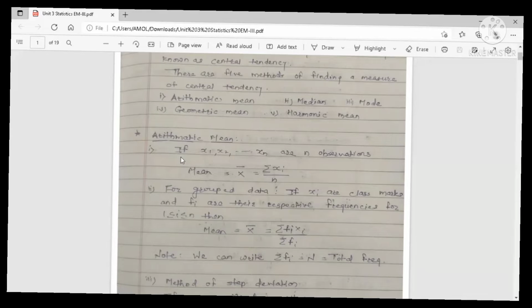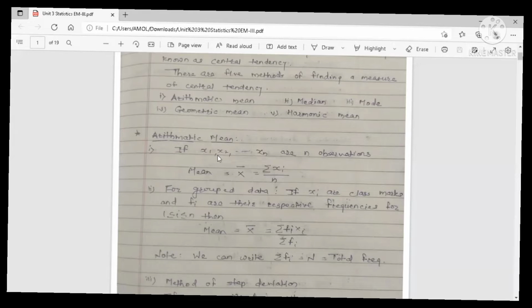See, when the data is in the form of ungrouped data, meaning only the variables or the observations are given. When only observations are given, it means that every observation is appearing once, meaning the frequency of every observation is 1 in that case.